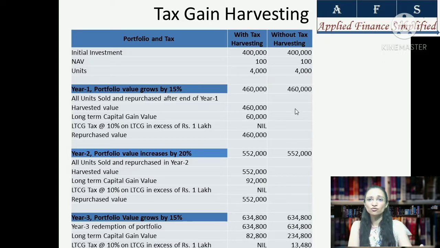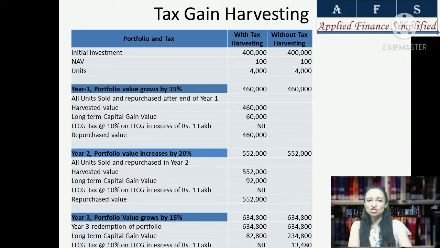In case of without tax harvesting, we did not do anything. The portfolio remains as is with the funds already reinvested. At the end of the second year, let's assume that the portfolio grew by another 20%. So in this case, the value of the portfolio became 5,52,000.